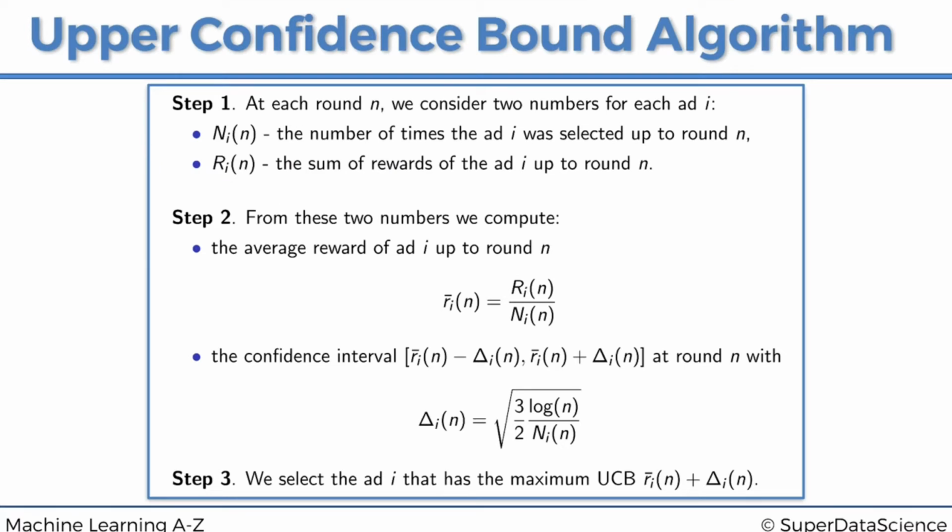So this algorithm takes 3 steps. The first step is, at each round n, we consider 2 numbers for each ad i, that is for each version of the ad. These 2 numbers are Ni, the number of times the ad i was selected up to round n, and the sum of rewards of the ad version i up to round n.